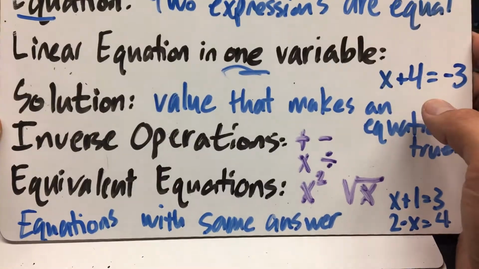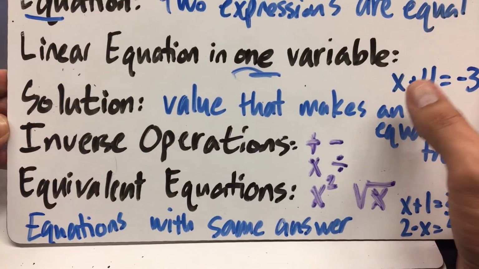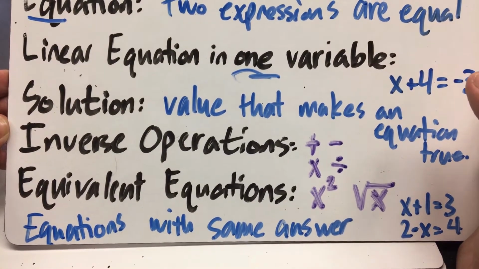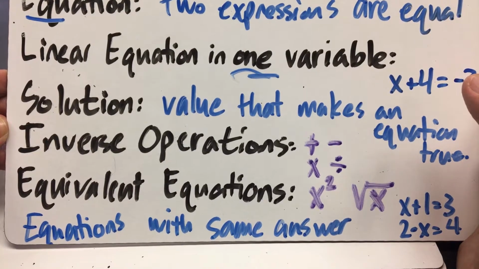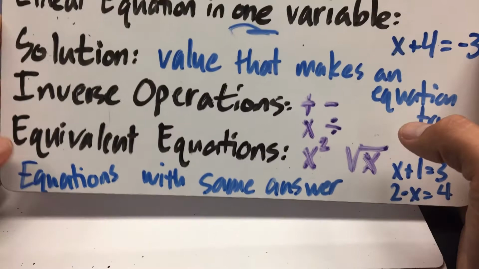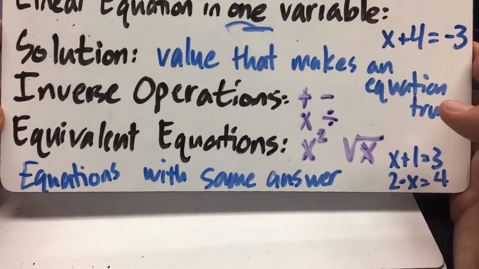So in my problem up here, I believe the solution is -7. Most of the time in this class, we'll have only one correct answer, but it is possible to have more than one correct answer. It's also possible to have no solution, but we'll get to that a little bit later in the year.